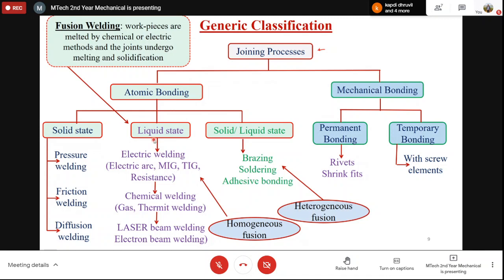In the liquid state, what we have done is also known as fusion welding, as it is written here. The workpieces are melted up to the melting point by chemical or electric methods, and the joint undergoes melting and solidification. The parent metals melt locally. The heat is applied very locally, so that the area or length which we want to join will only melt up to a certain limit, and then they are joined, and then we allow the solidification.